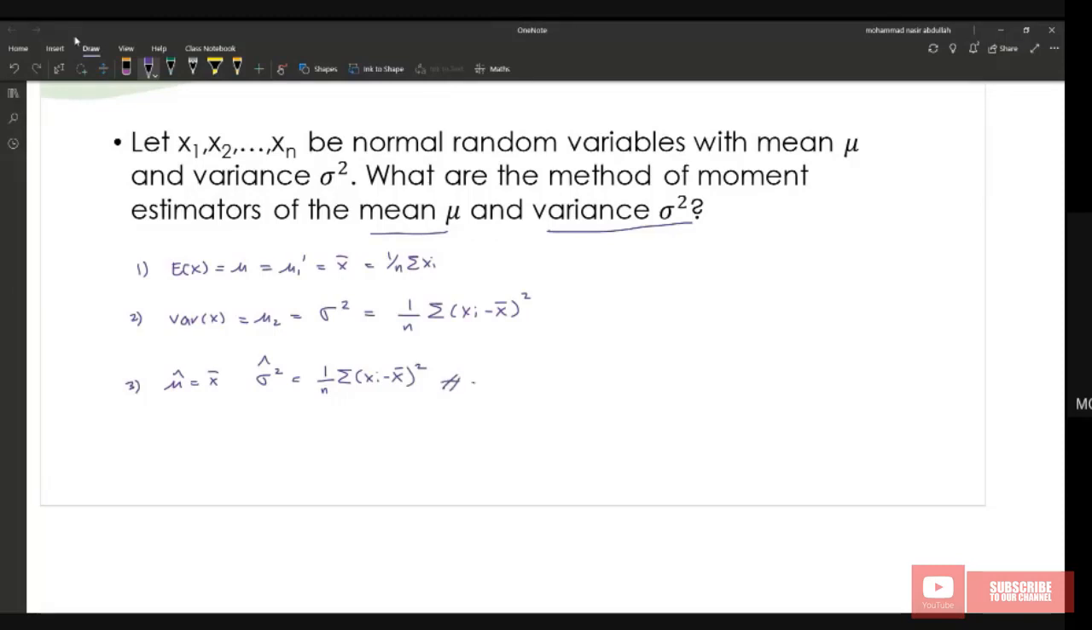Because we already know the expected value of x and the variance of x, right? So far, we have already finished the first part of finding estimators, which is the method of moments. Do you have any questions so far? Any questions so far?